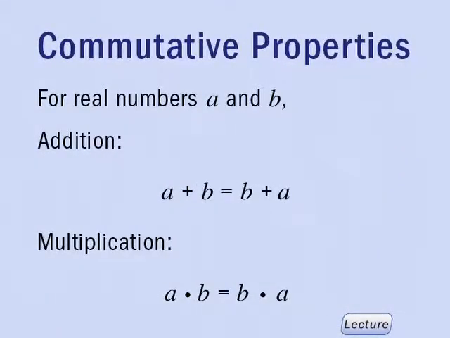Here are the commutative properties. Remember, commutative properties have to do with order. So for addition, it is true that a plus b is equal to b plus a. For multiplication, it is true that a times b is equal to b times a. Notice the order has been changed.